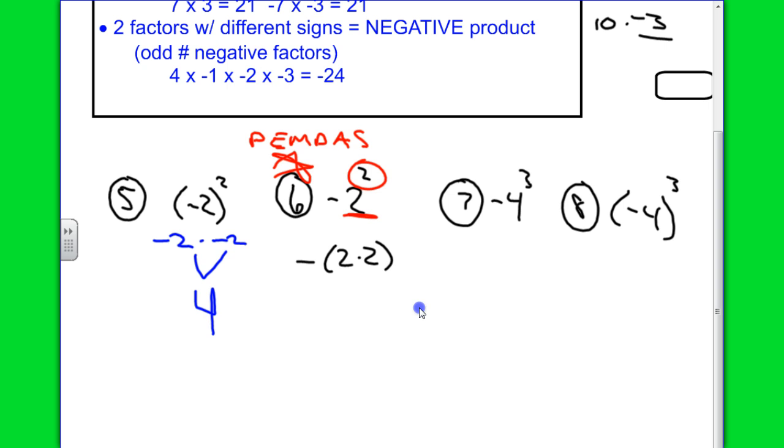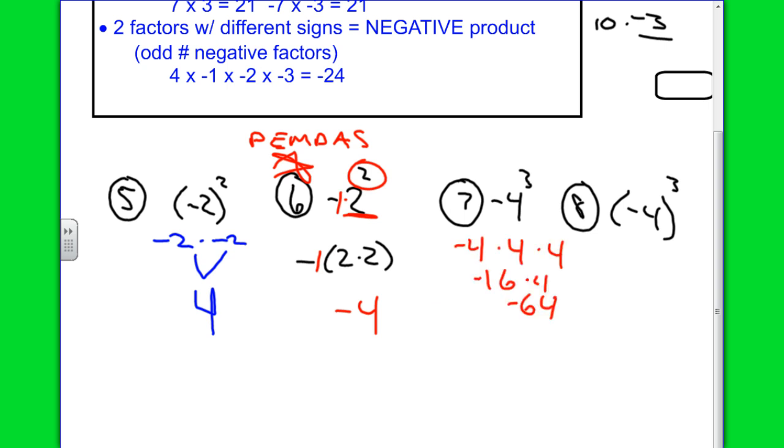But it's not. So instead, it's like saying, I have negative 1 times a 2 squared. We could even put a 1 out there. Negative 1 times a 2 squared. So the product is negative 4 here. It's different than number 5. So knowing that now, how about number 7? How can you expand it? Kayla, you're going to come up and do it.